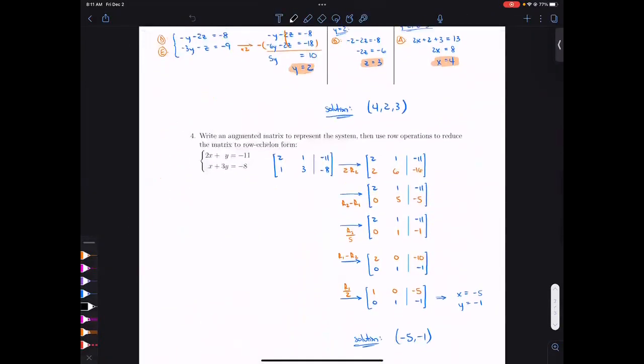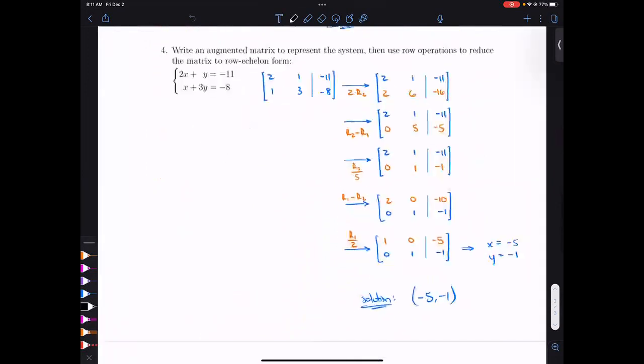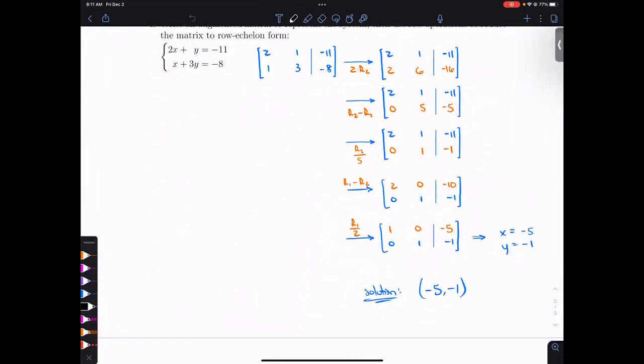The version that I wrote up and put in Blackboard, I did a little bit differently. I did go all the way to reduced. So we got to here the same way, but then I went ahead and eliminated that thing above also, and then scaled the thing down so you can see what that looks like too. And I went ahead and wrote down the solution, even though I didn't need to, because I don't even read my own directions. So take from that what you will.